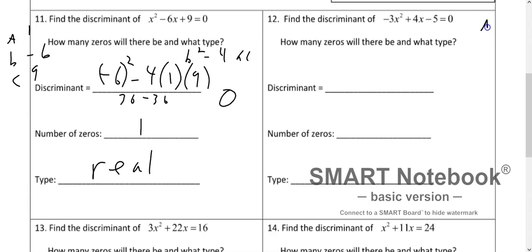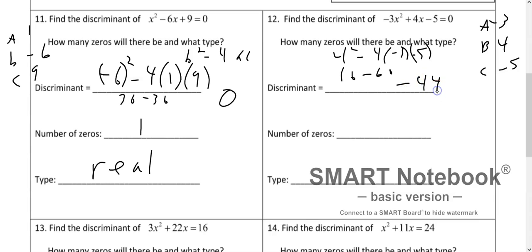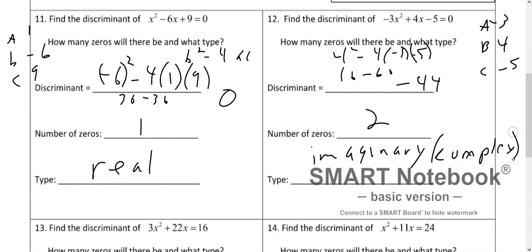Okay, discriminant. A is negative 3, B is 4, C is negative 5. So B squared minus 4AC. So that's going to be 16. Negative 4 times negative 3 is positive 12. Minus times negative 5 is minus 60. That means my discriminant is negative 44. So that gives me 2 imaginary, or you could say 2 complex answers.